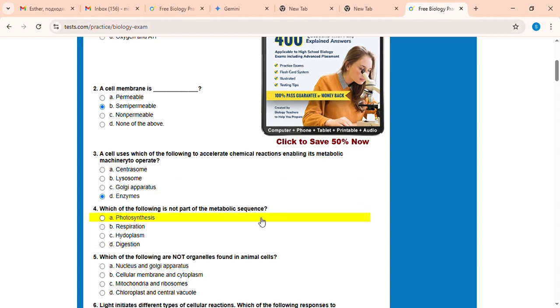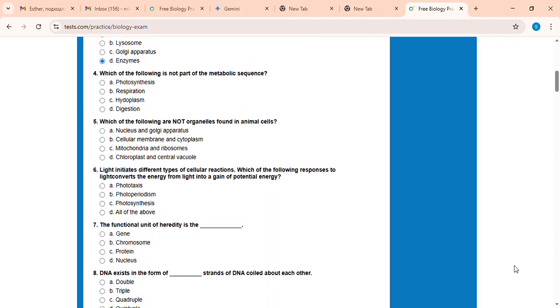Which of the following is not part of the metabolic sequence? Metabolic sequence. What the hell is that? There's photosynthesis, respiration, breathing in, digestion, metabolism. This hydroplasm. Plasm is like, your organelles have plasm at the end. I don't know. Which of the following are not organelles found in animal cells? Animal cells. Oh, this chloroplast. Immediately you see chloroplast, that's plant cell.